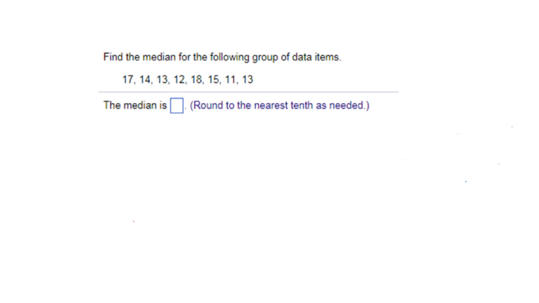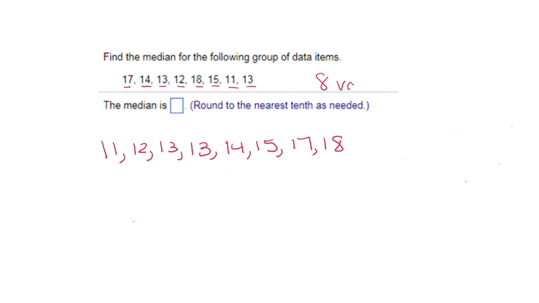Find the median for the following group of data items. So again, for the median, we need to place these from smallest to largest. So it looks like we'll have 11, 12, 13, 13, 14, 15, 17, and 18. And let me count my values up here. I have 1, 2, 3, 4, 5, 6, 7, 8 values.